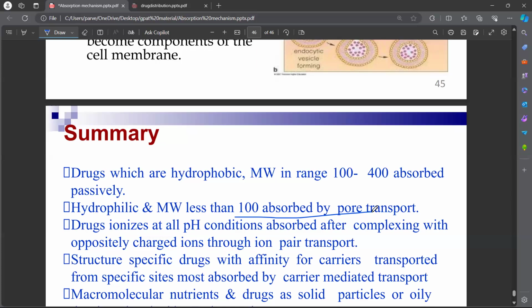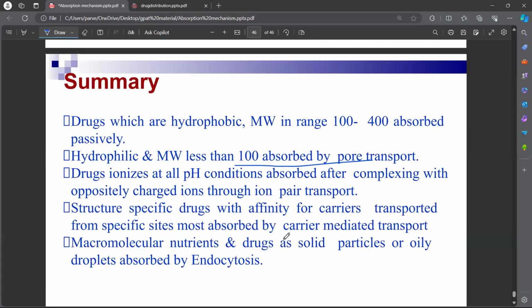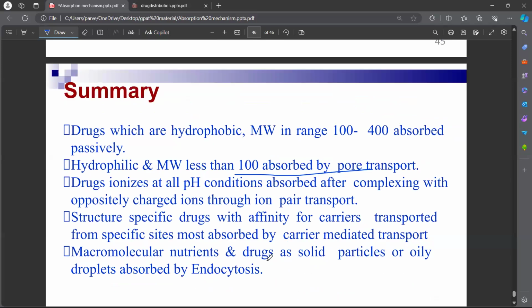Carrier mediated transport, which includes facilitated transport and active transport, is substrate specific, so they only bind to the specific substrate and do not bind to all substrates. So basically, this is all about absorption, and macromolecules such as nutrients and drugs, solid particles or oil droplets are absorbed by endocytosis.